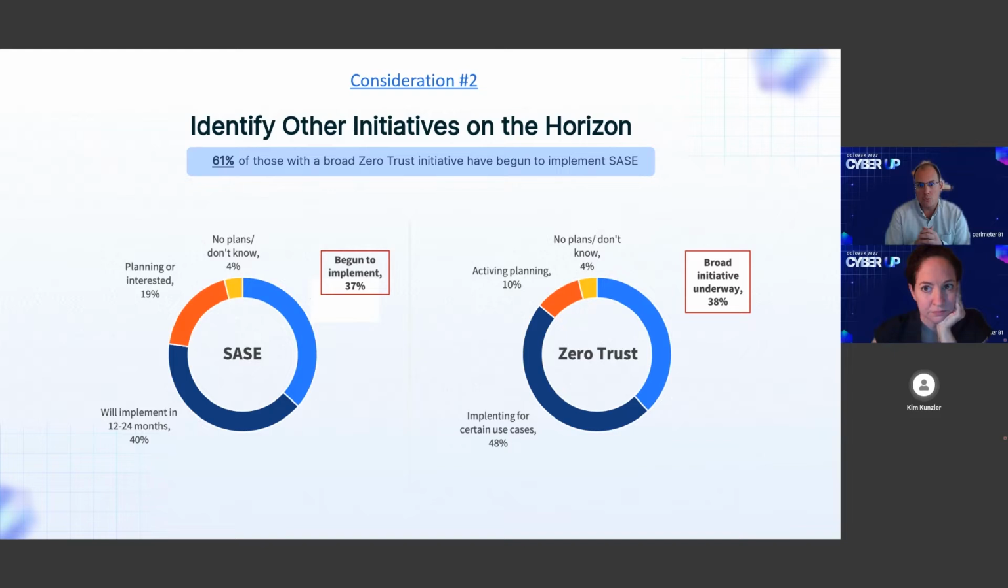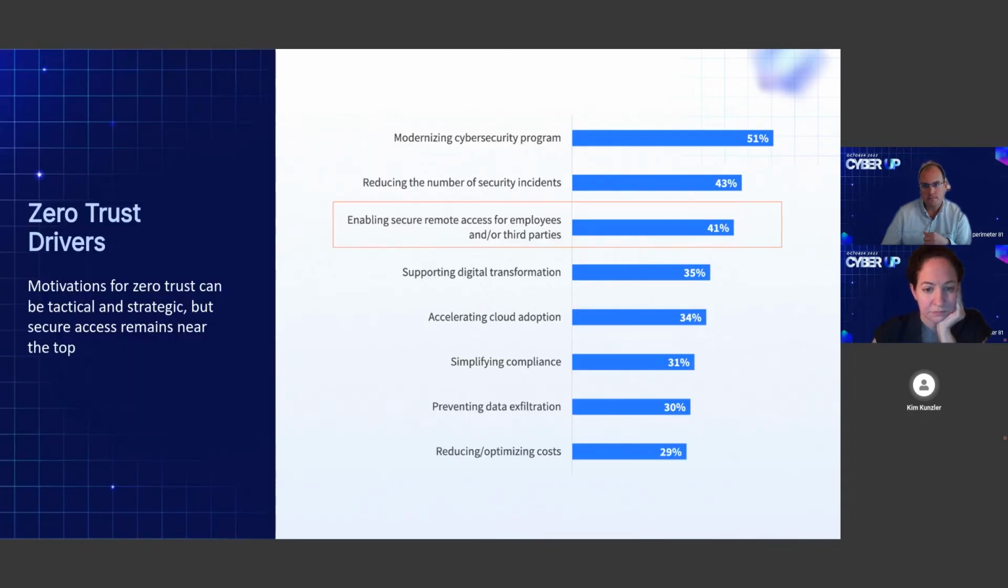But 61% of those with a broad Zero Trust initiative underway have already begun to implement SASE. So that almost doubles. So if you're moving forward with Zero Trust, you're much more likely, as you look to operationalize that framework and look for tools that can support that approach, to be looking at SASE as one way to do that. And this is where really, I think, Zero Trust and SASE come together.